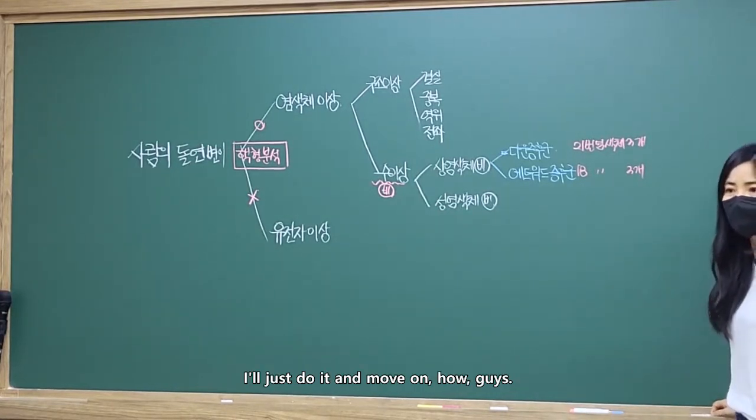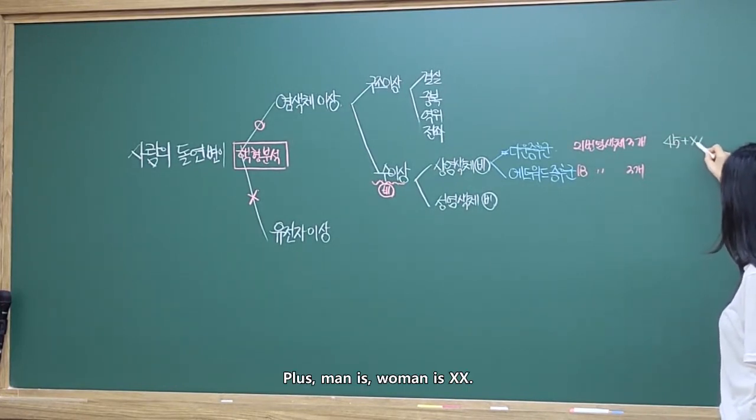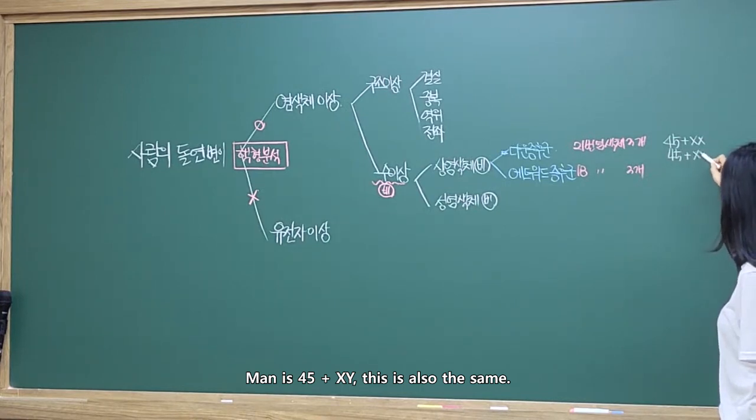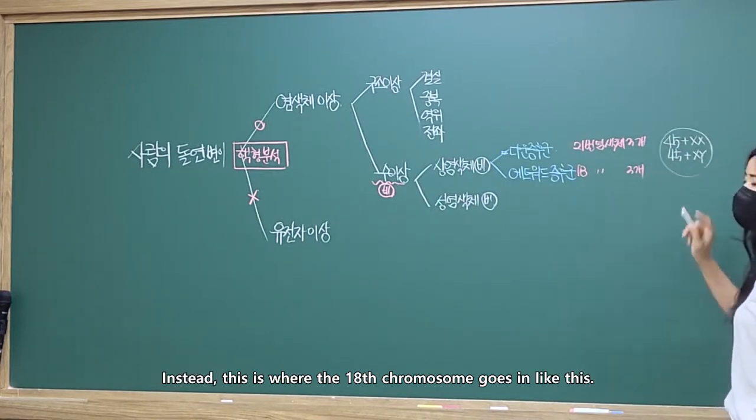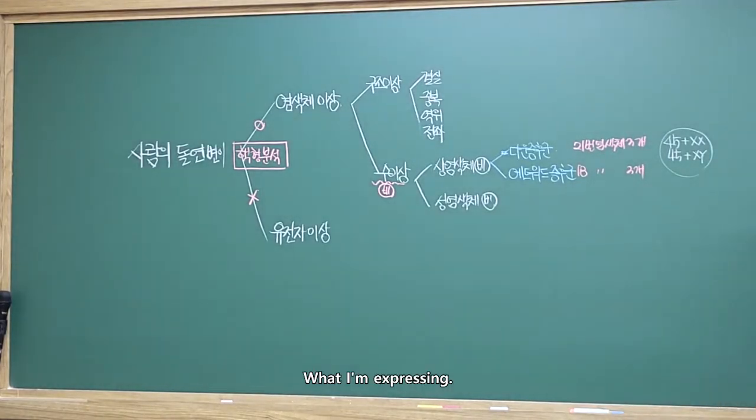I'll just do it and move on. Originally, it's 45 plus, a woman is XX. A man is 45 plus XY. This is also the same. Instead, this is where the 18th chromosome goes in like this. Do you understand what I'm expressing? Like this is at the back, because I won't say it.